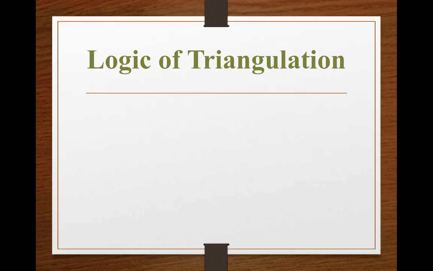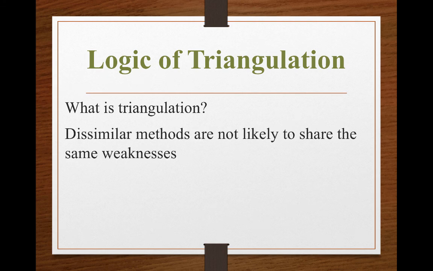So starting off with the logic of triangulation. What is triangulation? Well, it's just the use of multiple methods to address the same research question. So throughout lectures, we've looked at the strengths and weaknesses of different methods. So the whole point of triangulation is to overlap different methods that can reaffirm or verify the information that was found via another method. So we'll get more into what that means in a sec.